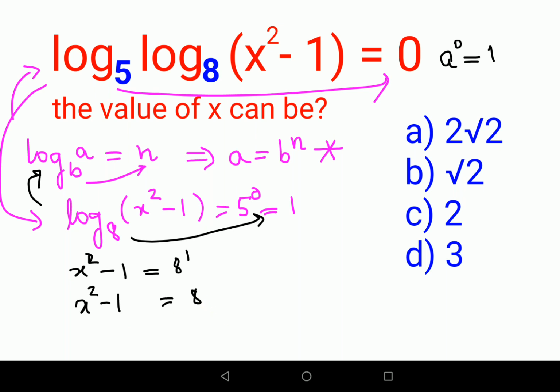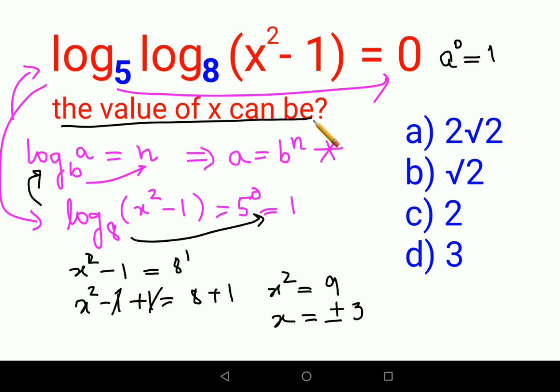In order to get the value of x, we'll get rid of the 1 by adding 1 on both sides. So this is cancelling and I am now getting x square equals to 9. So value of x will be what? Taking square roots on both sides. The value of x can be plus or minus 3. And here the question is the value of x can be option D. Plus 3 can also be one answer for this particular question.